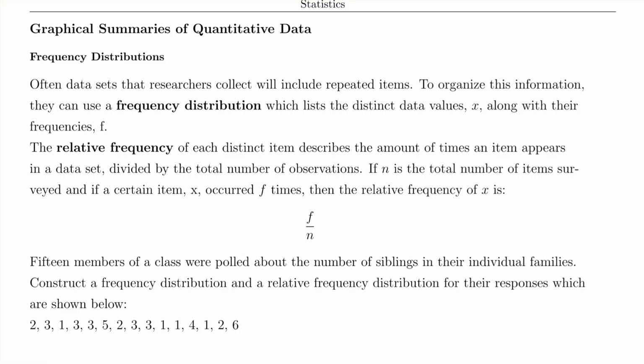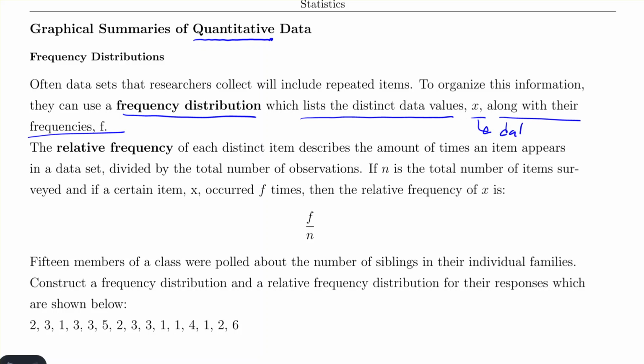Graphical summary of quantitative data. For quantitative data, we can also use frequency distribution similar to qualitative data, but there is a difference. So let's see. First, the idea of frequency distribution is the same. It lists the distinct data values x along with their frequencies. But because it's quantitative data, this x, the data values, are numerical.